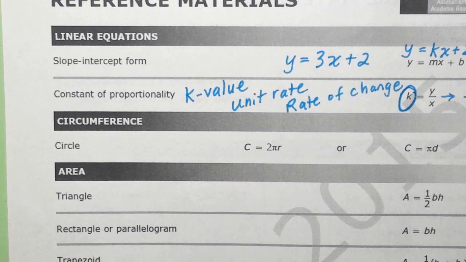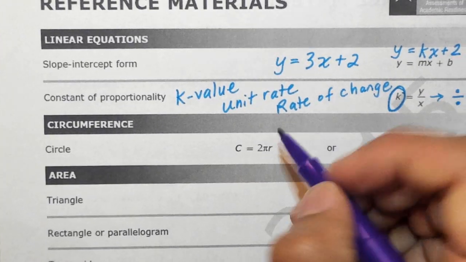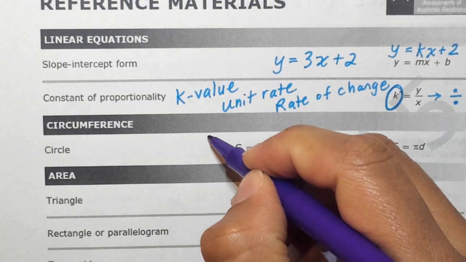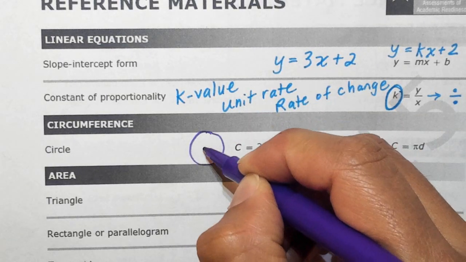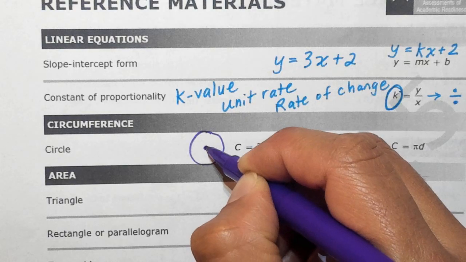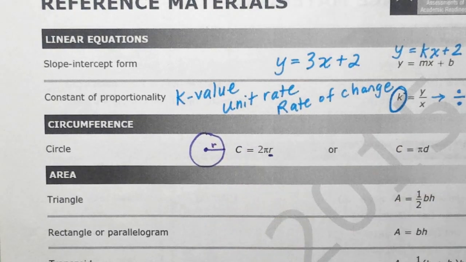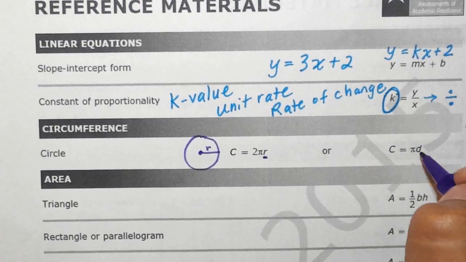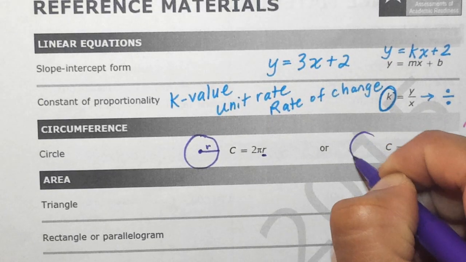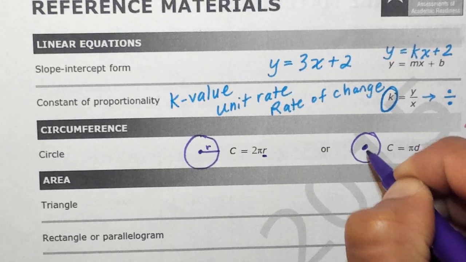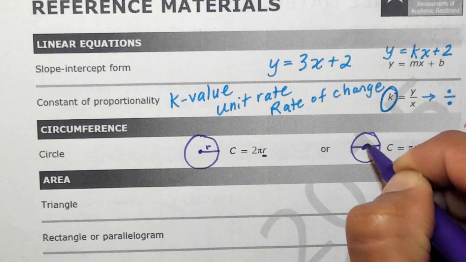Remember that little r? This little r is radius. Radius is a little guy, okay? It is from the center to the edge. That's radius. Diameter goes all the way across, but it has to pass through the center. That's diameter.